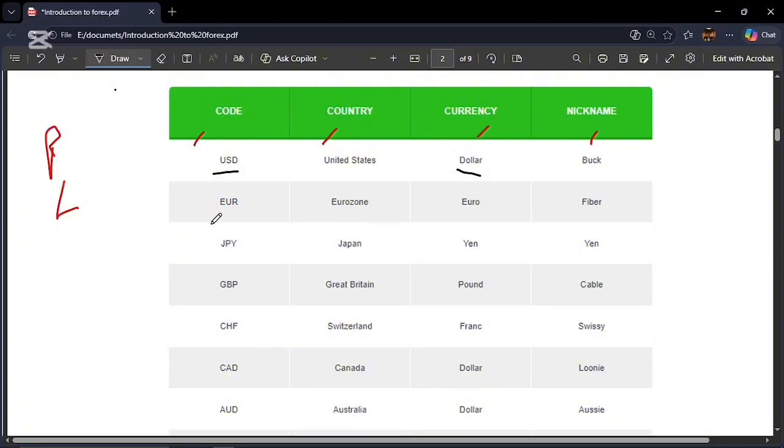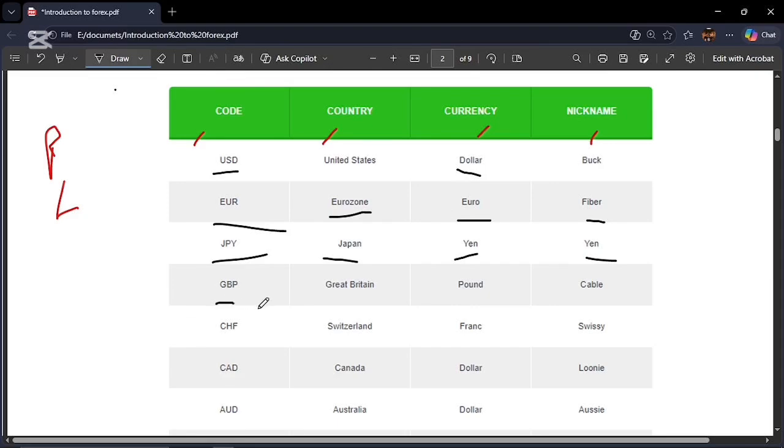And we have the euro, and this one is traded in the eurozone. All countries in the eurozone use the euro. The nickname is a fiber. And then you have the JPY. You know that one is in Japan, and the currency is a yen, and the nickname is still a yen. Then you have the GBP.